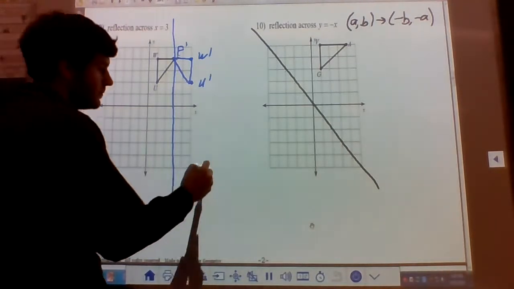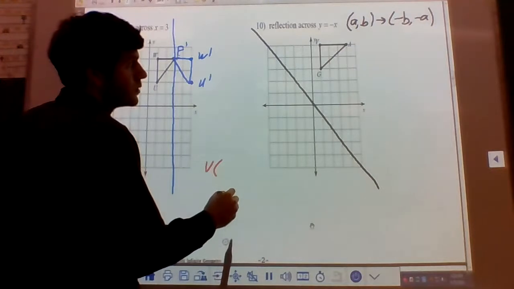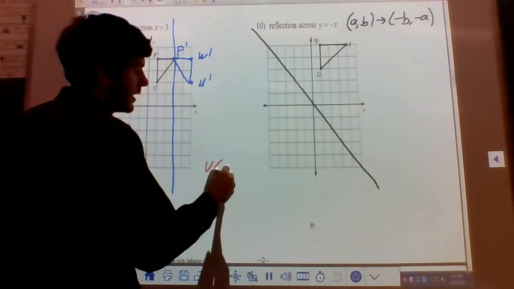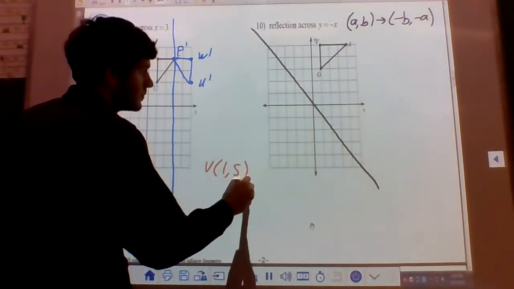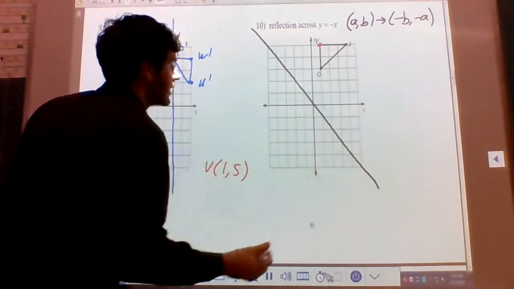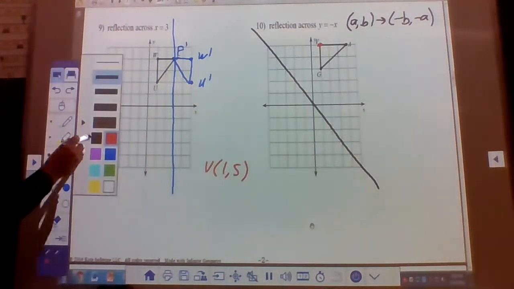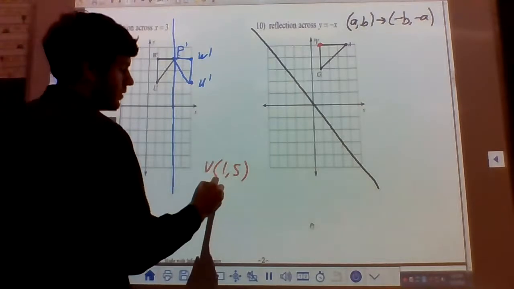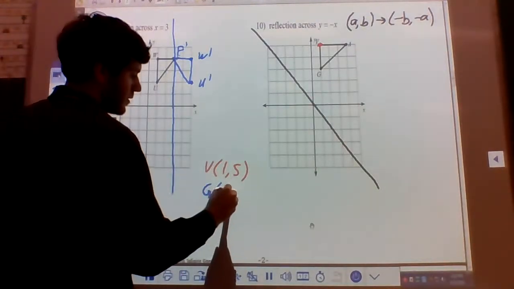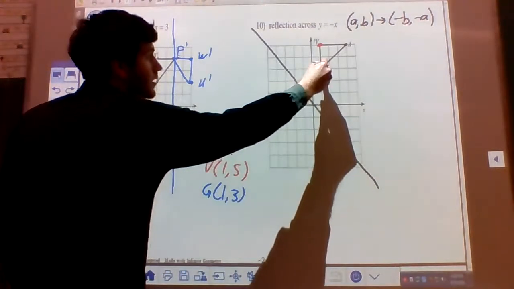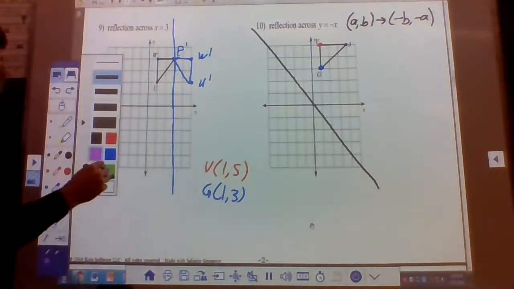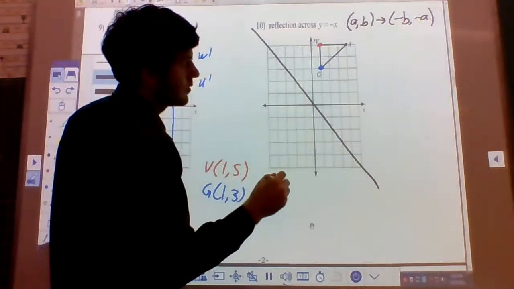So we have V, which is (1, 5). We have G, which is (1, 3). Okay, and we have A, which is (4, 5).